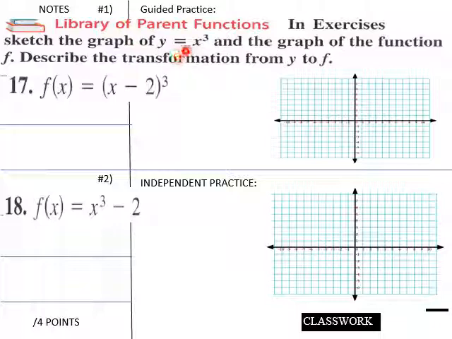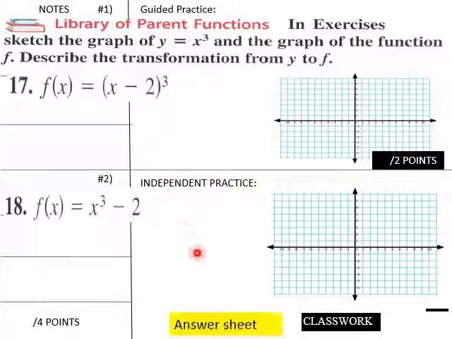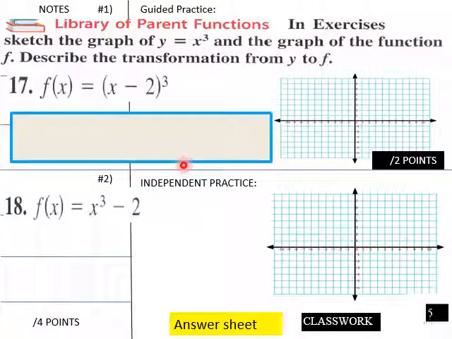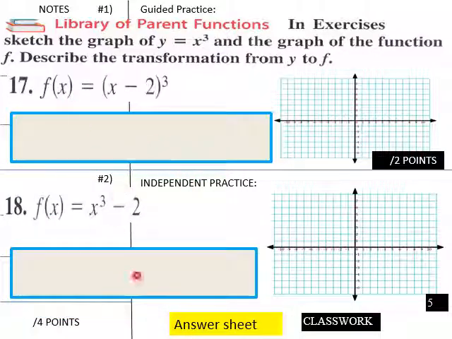Sketch the graph of y equals x cubed and the graph of the function f, and describe the transformation. So f of x equals (x minus 2) cubed, here is our transformation. Then down here, this is for you, students: describe your transformation there. And this is your solution box here.